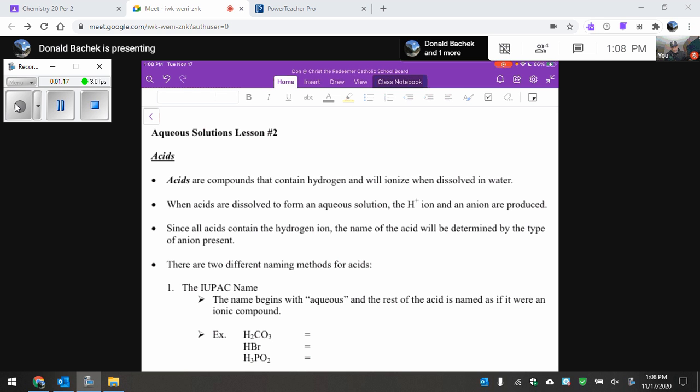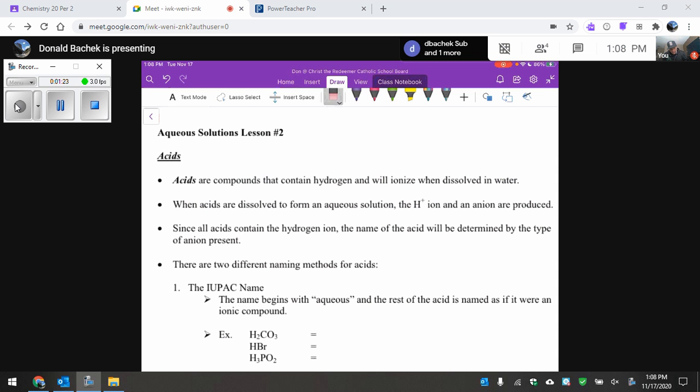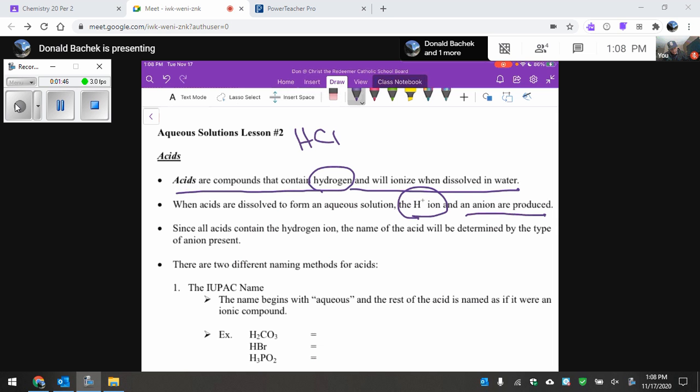So today we're going to talk about naming acids. It says here the following. Acids are compounds that contain hydrogen, and it will ionize when dissolved into water. So again, we talk about that process of ionization. When acids are dissolved to form an aqueous solution, the hydrogen ion and an anion are produced. Two very important parts here. So for example, remember we have some HCl, that's a gas. We need to put HCl gas into water so it can ionize into these two.